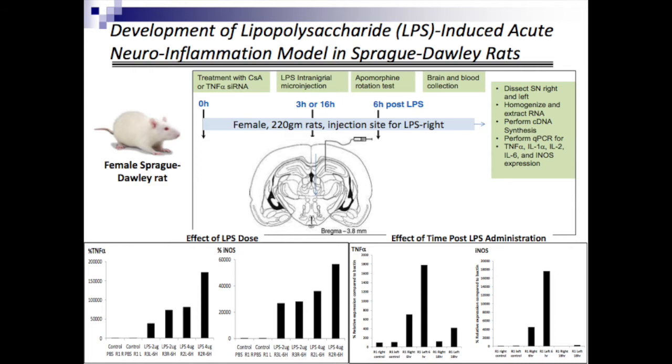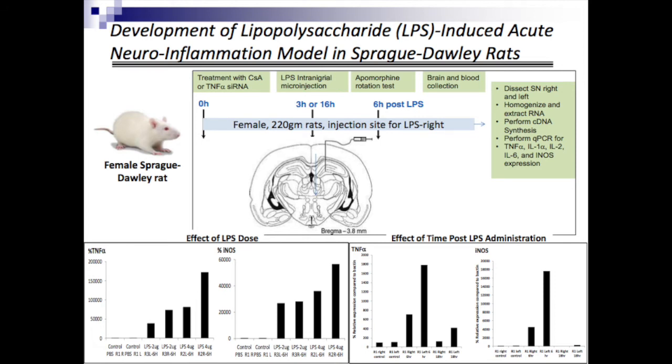This is a surgical model using Sprague-Dawley rats. The LPS in this case is administered using a catheter into the brain, into the substantia nigra region of the brain, which is what I mentioned is critical in Parkinson's disease. And once the LPS is administered to that area of the brain, it generates the inflammatory signals, and we can monitor. So we looked at the effect of LPS dose on TNF and iNOS levels in the brain, as well as how long that effect persists.